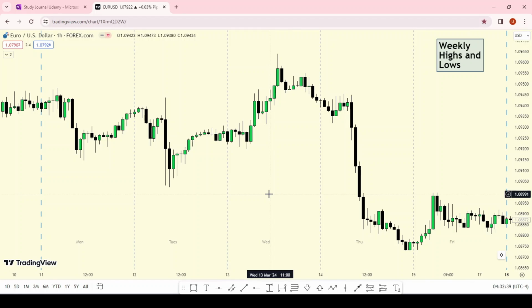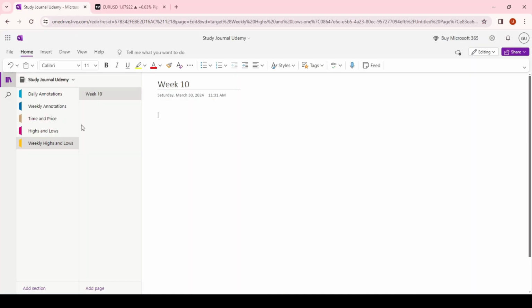So in this lesson we are going to be looking at how you can annotate your weekly highs and lows. The first thing you want to do is go to your study journal. I've already done that. I've gone into my study journal. You want to go into sections and then add a new section where you can call it anything you want, but it's essentially the weekly highs and lows.